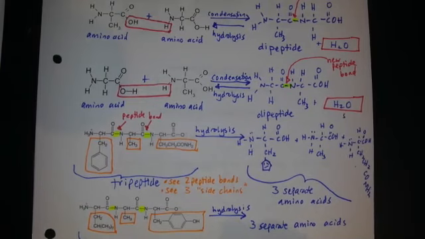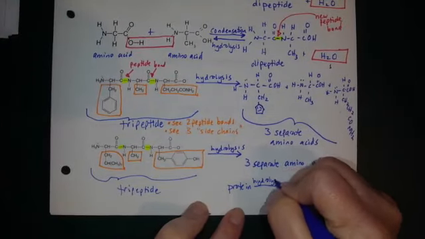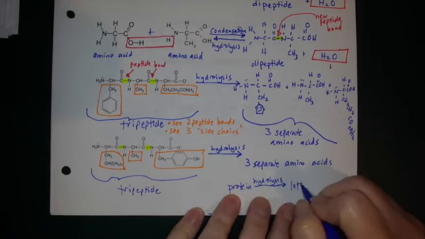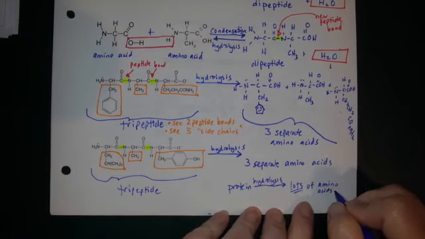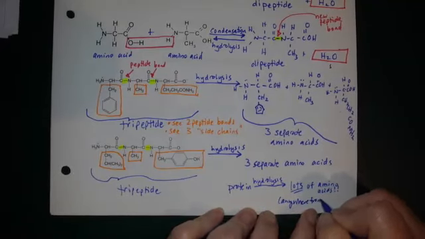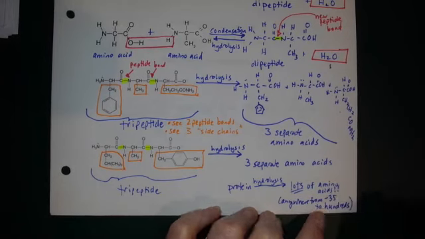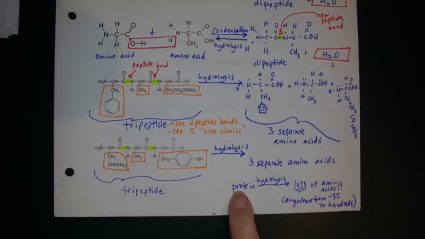Likewise, if you have a protein, and it undergoes hydrolysis, what will you get? Remember, protein is as many as 50 or as many as hundreds of amino acids. You will get lots of amino acids when it undergoes hydrolysis. Anywhere from 35 to hundreds. It depends on how big the protein is. Anywhere from 35 amino acids to hundreds of amino acids, depending on how big that particular protein was.